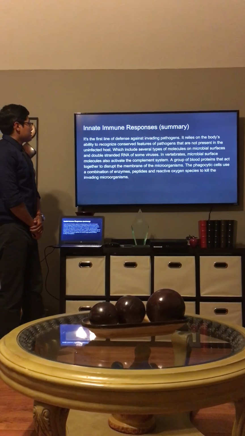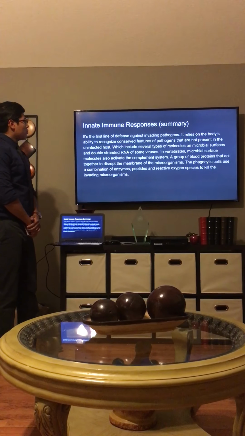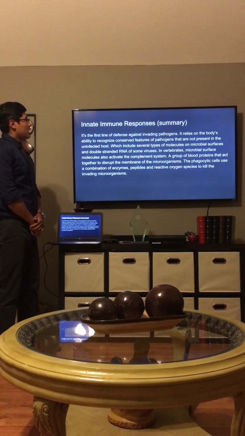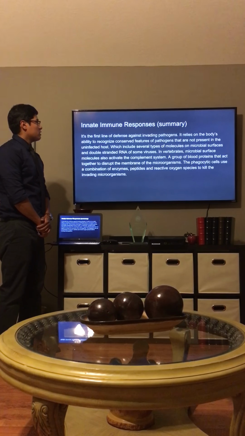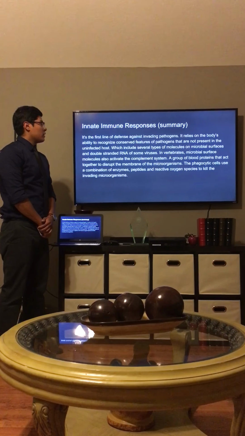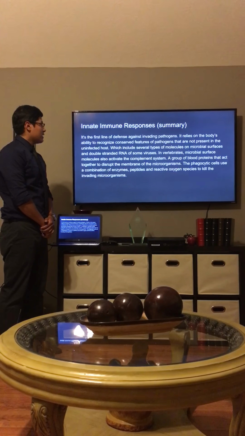Innate immune response. So this is a small summary of the overall project. It's the first line of defense against invading pathogens. It relies on the body's ability to recognize conserved features of pathogens that are not present in the uninfected host, which includes several types of molecules on microbial surfaces and double-stranded RNA of some viruses.